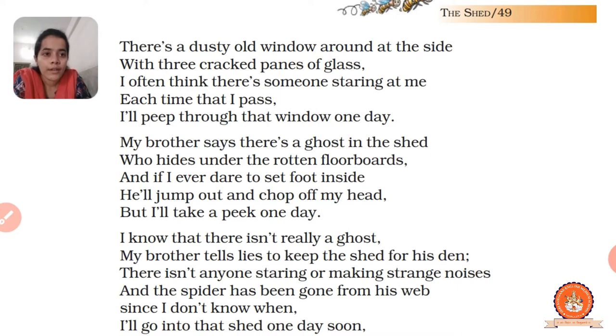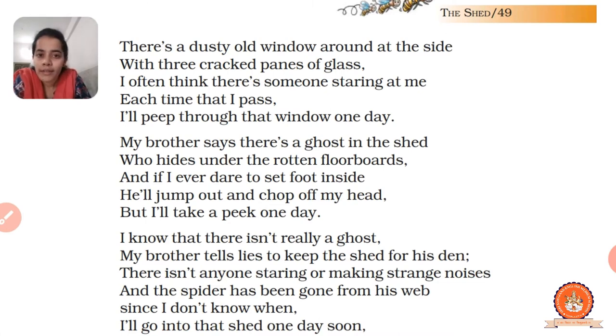So here the poet had a little courage in the beginning, that he will go one day inside the shed. But here in the third stanza we saw the poet's brother is trying to scare his own brother, okay? So he's getting a little scared that if I go over there, there is a ghost, then he might jump on me and cut off my head, all right? So it's better not to go over there, right? But I will take a peek one day.